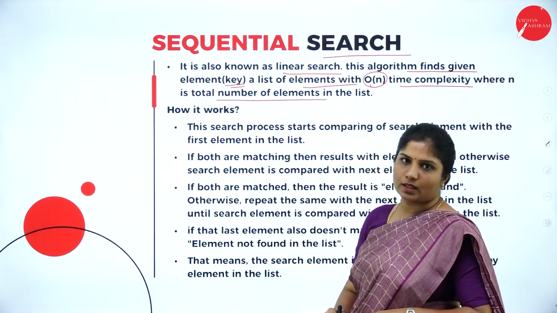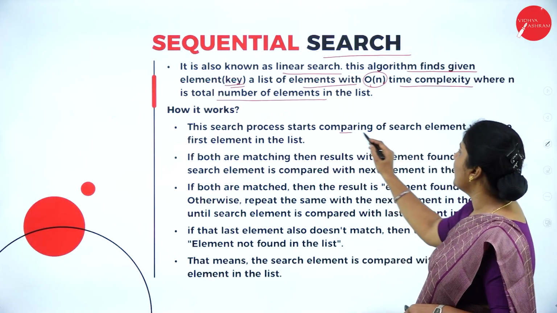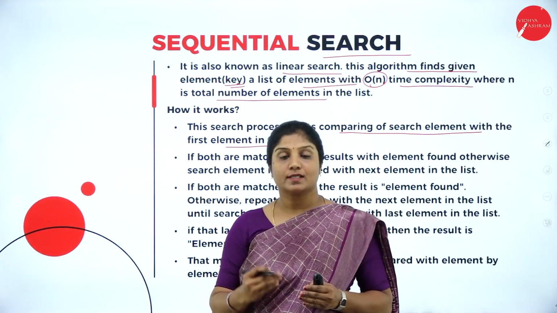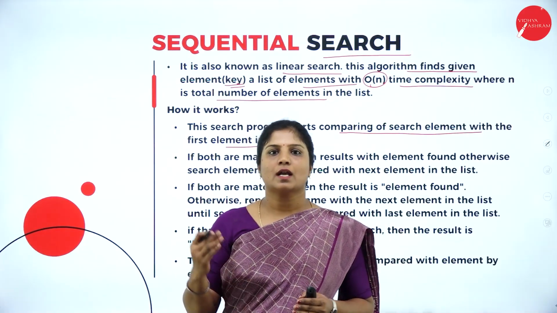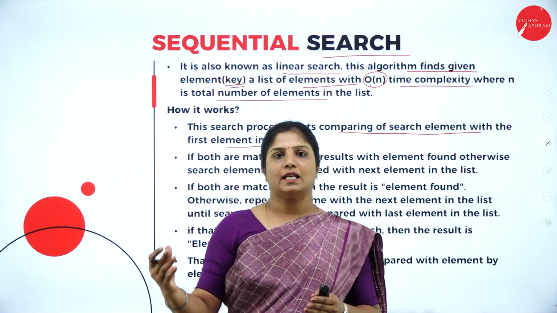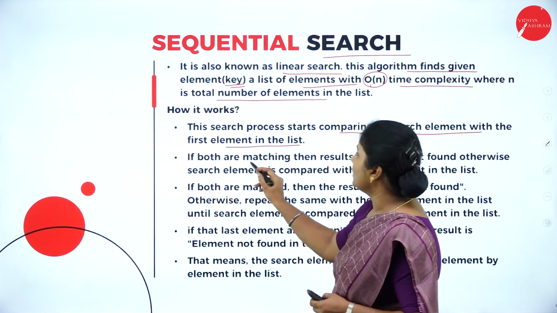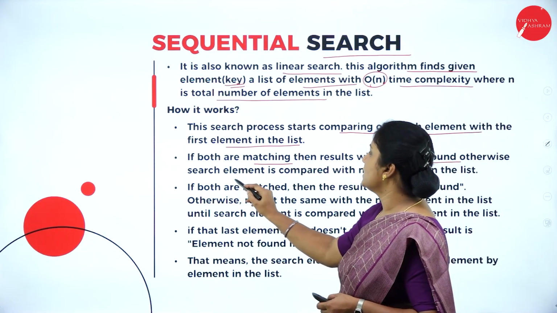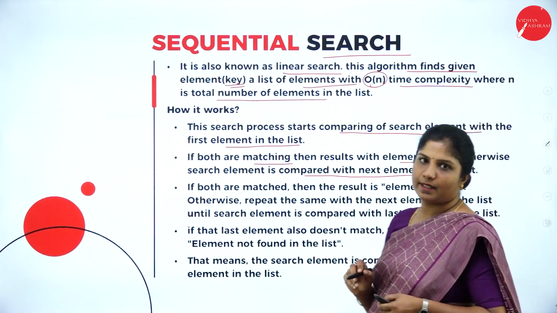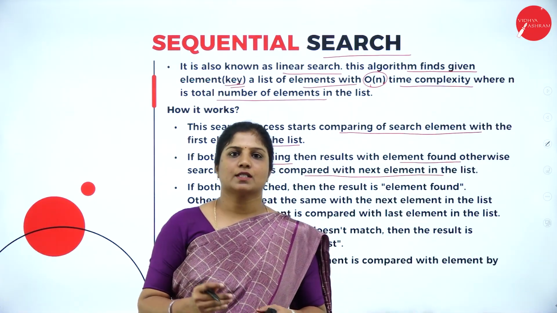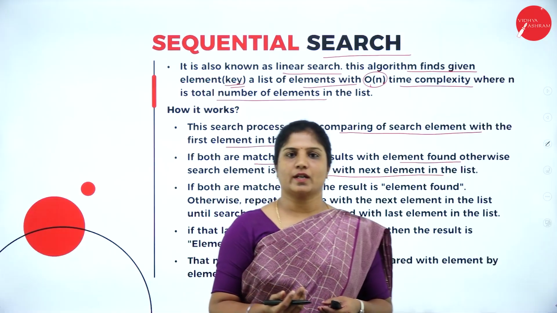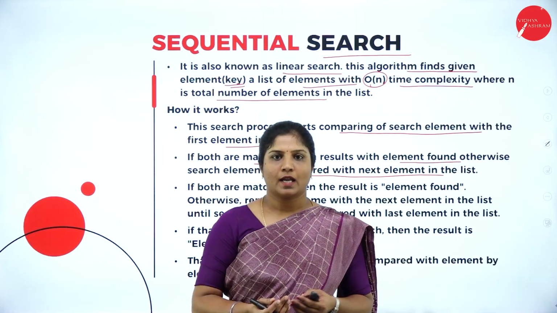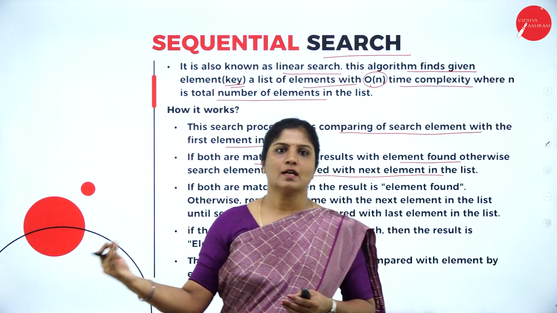So, how is it going to work? This search process starts by comparing the search element with the first element in the list. It goes on comparing the key element with the elements present in the array. If both match, then the result is element found. Otherwise, the search element is compared with the next element in the list. If the key element is found at index 0 of the array, then it gives the output element found in index 0. If not, it keeps on searching with the next element.